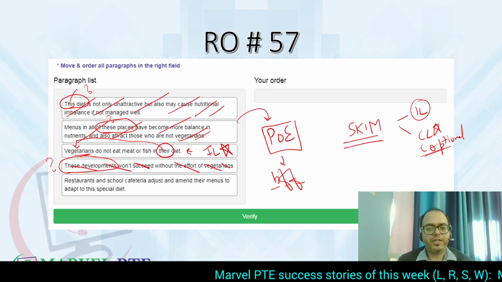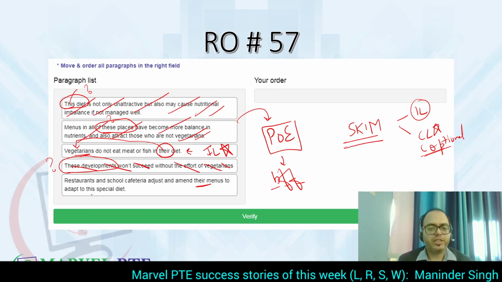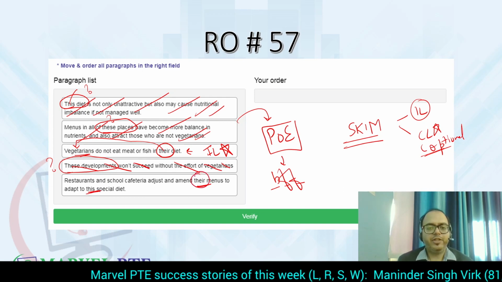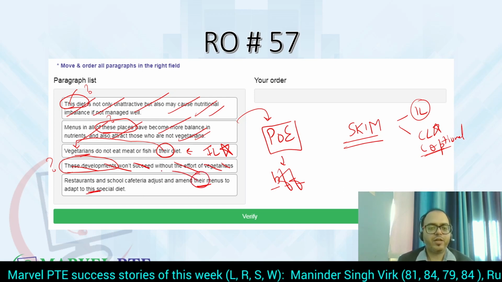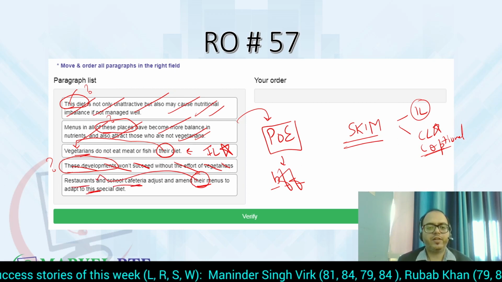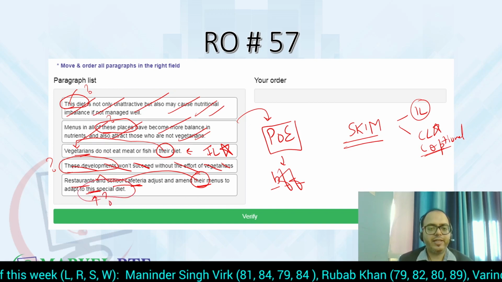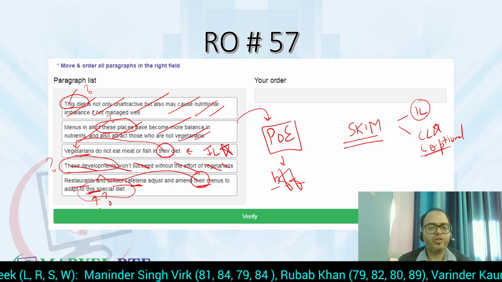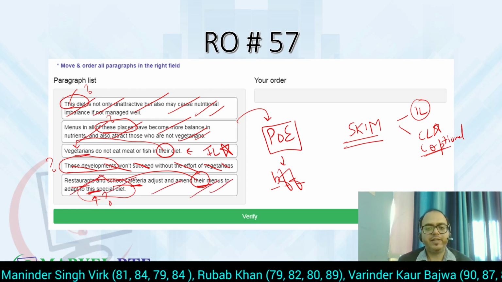Restaurants and school cafeteria adjust and amend their menus to adapt to this special diet. Now, their menus, right? Again it is a pronoun, but is the pronoun defined in the same line? Yes, because there the talk is about restaurants and school cafeterias. But this special diet, is it mentioned anywhere? What is this referring to here? There is no diet mentioned here. So that's why this cannot be your independent line.